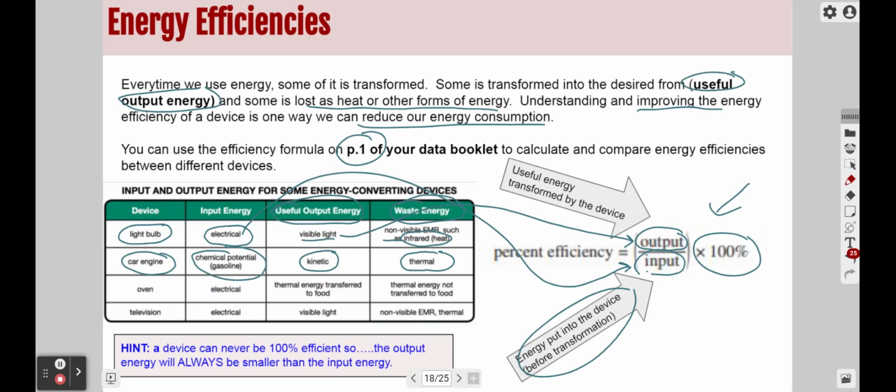So there's a few more input-output energy conversions in this chart. Take a look at, make sure you understand that. Hint, big hint here. A device can never be 100% efficient. So the output energy, okay, the desired output energy will always be smaller than the amount of energy you had to put into it, right? Because there's always going to be some kind of loss.